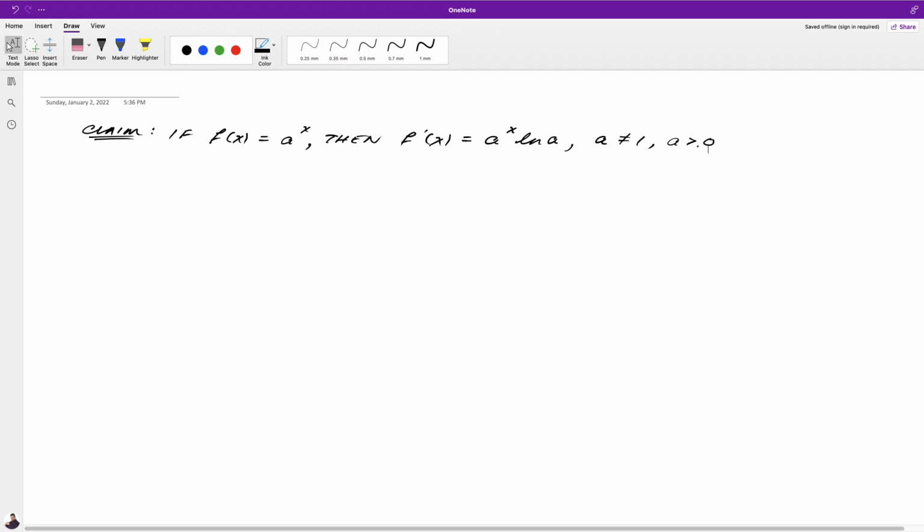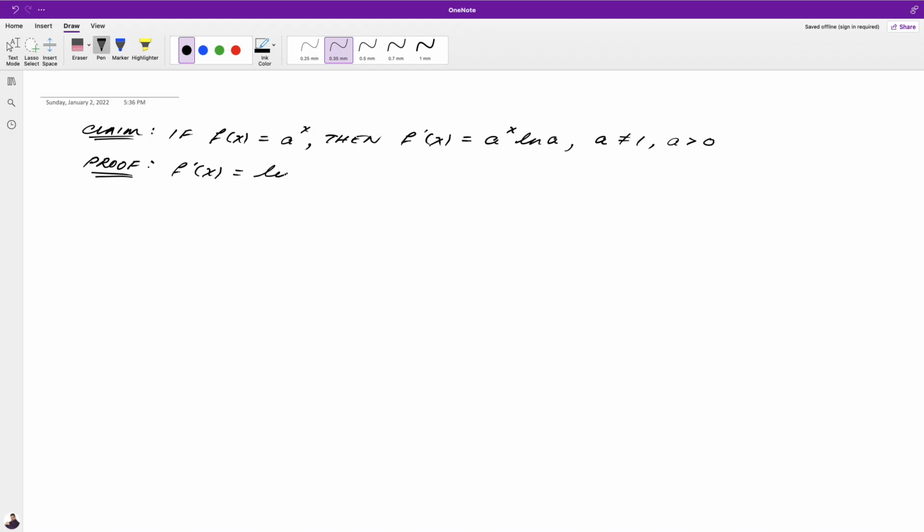Okay, let's go ahead and prove this derivative statement today. Using the definition of the derivative, that's how we do this. F prime of x is going to be equal to the limit as h trends to 0 of a to the x plus h minus a to the x all over h.